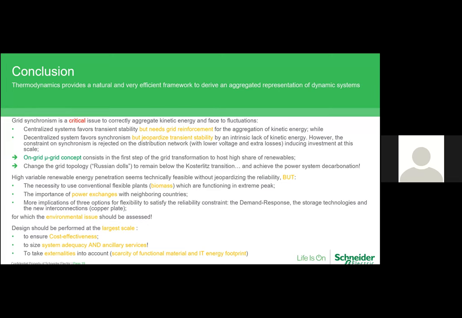What I have to say also about the limitation of the French exercise is that we need conventional flexible plants like biomass, which are functioning in extreme peak, and the value of biomass sometimes is questionable from the discussion of carbon neutrality. Sorry, Vincent, I have to interrupt you, and I think we will go back to your slide of conclusion, and it's going to be available for everybody, because I don't want to reduce the time for the next speaker.